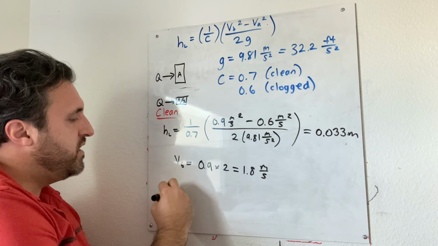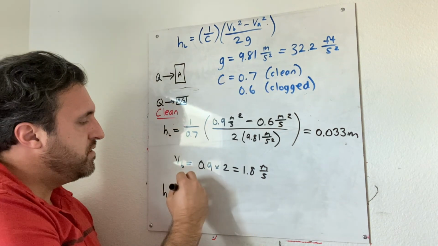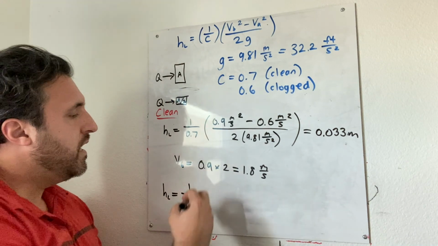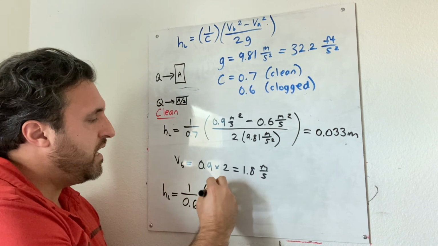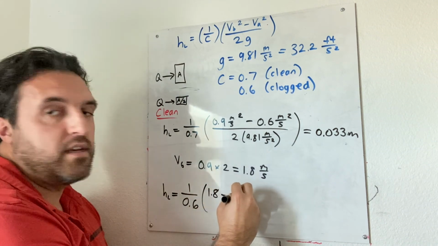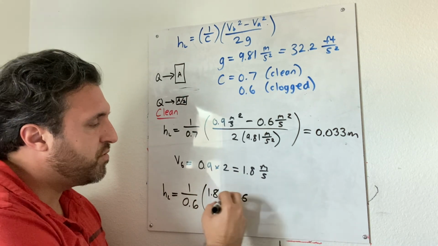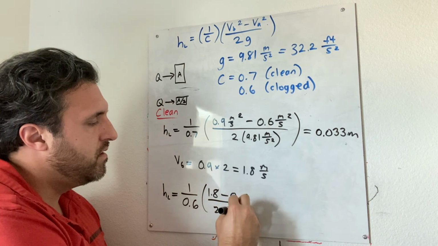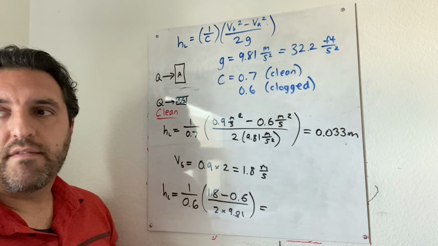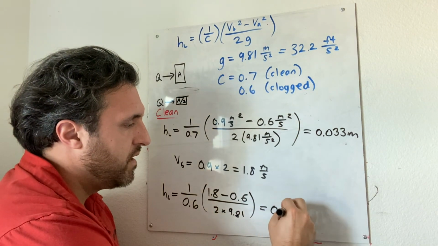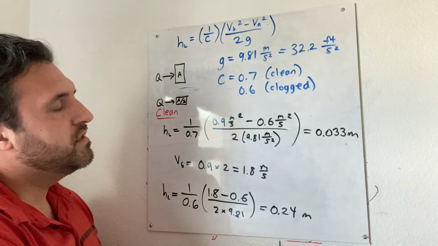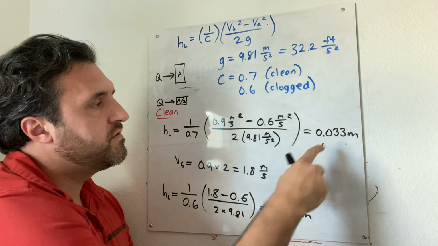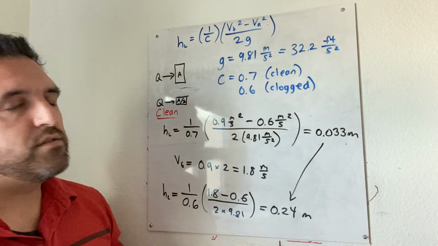So now the head loss equation again, HL is equal to, in this case, 1 divided by 0.6, because we've got a clogged screen now, and then that's being multiplied by 1.8 meters per second minus 0.6 meters per second, which is still the approach velocity, and divide the whole thing by 2 times 9.81. That's going to give us a value of 0.24 meters. So you can see that when this screen becomes 50% clogged, the head loss increases from 0.033 meters to 0.24 meters.